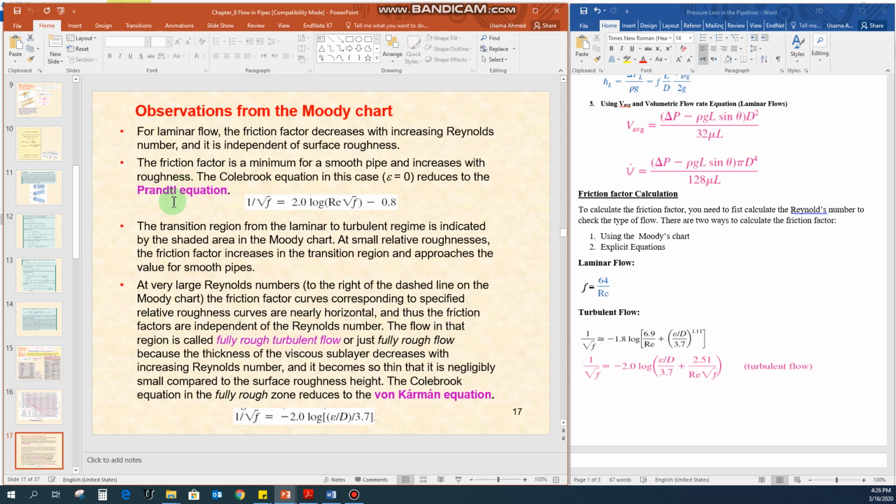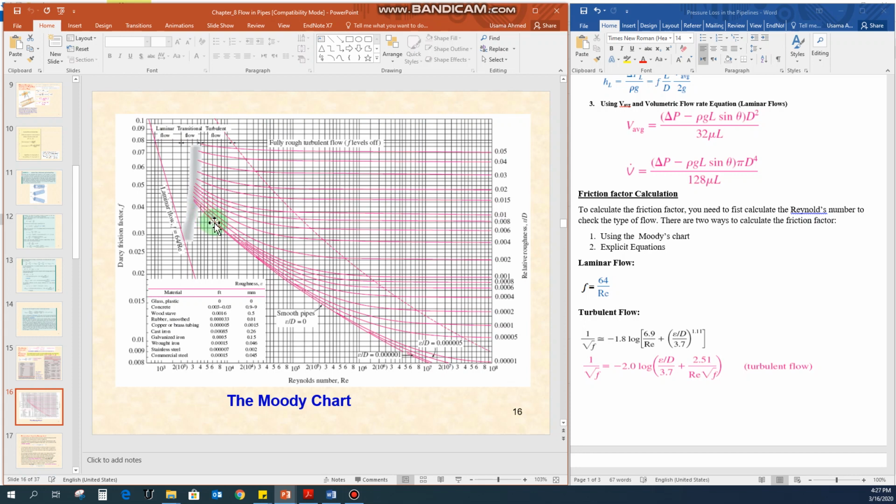The second point here, the friction factor is minimum for a smooth pipe and increases with the roughness. The Colebrook equation in this case reduces to the Prandtl equation. What we see here, this last line, represents the smooth pipeline. For the smooth pipeline, the relative roughness is equal to 0. For this one it is 0, and if you see the next line, it is 0.0001. Slightly moving upward, there is an increase in the value of the relative roughness.